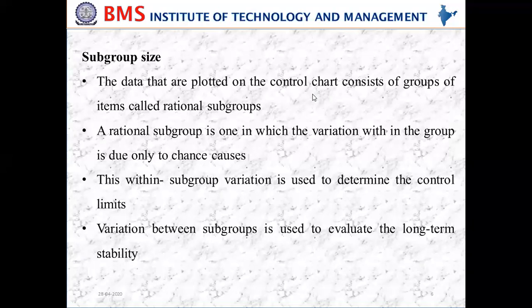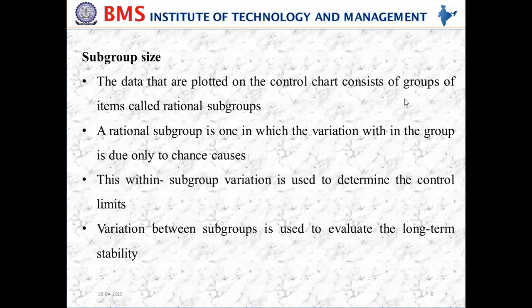For example, at 8:30 a.m. the operator collects the data. So from 8:30 to 9:30, whatever data is collected is a group of data, a rational subgroup. The data plotted on the control chart consist of groups of items. Say in that 8:30 to 9:30 period, five observations, five items, are collected. Those five items are grouped into one particular group, called a rational subgroup.